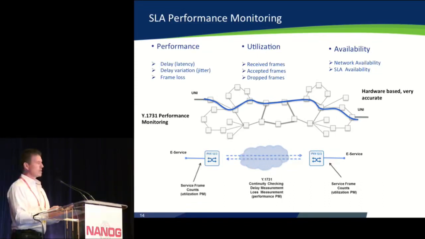So on the performance side, Y.1731 defines methods to measure latency, jitter, frame loss. And then the utilization, it can be measured as well through special packet injection, which is then looked at statistically to ensure you've got basically the bandwidth throughput of your link.